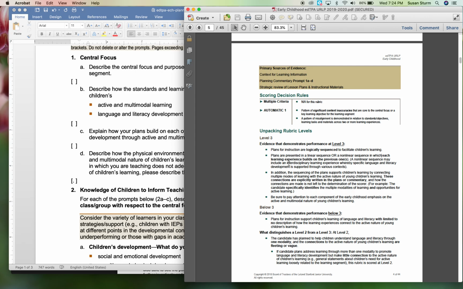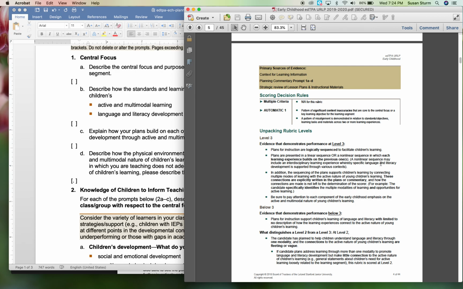This next bullet under the level 3 says that your plans are presented in a linear sequence, or if it's nonlinear, each learning experience builds on the previous one. So again, it's really focused on this part C, how your plans build. You got to nail that part.